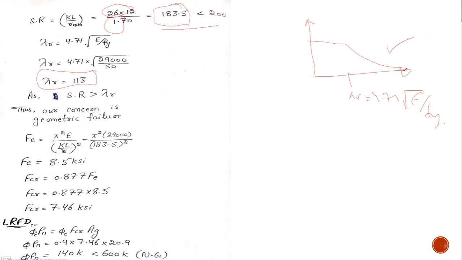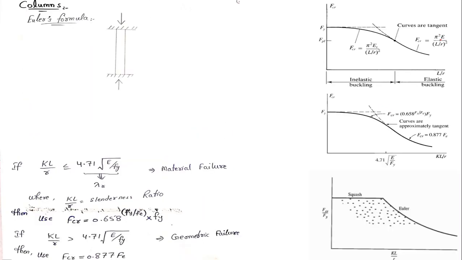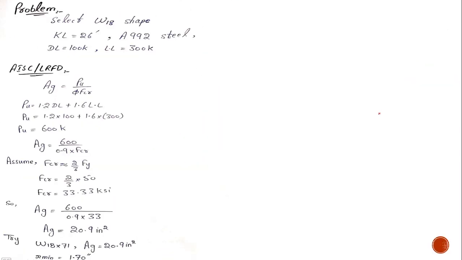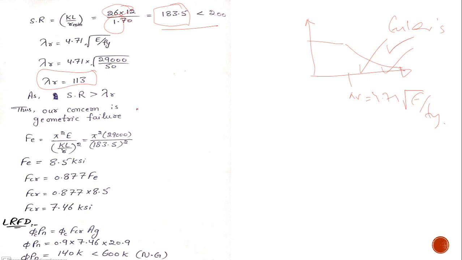So I am here, and I'll be using the Euler equation. It means my failure is a geometric failure. You must remember that I am here, somewhere here. So I'll be using this equation, and it's elastic buckling. It's a geometric failure, so I have to use this value.